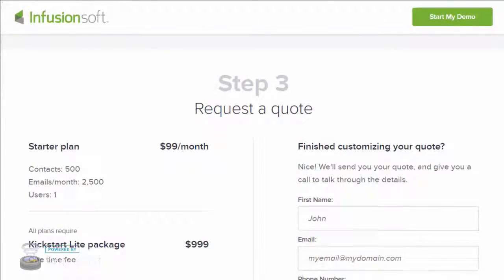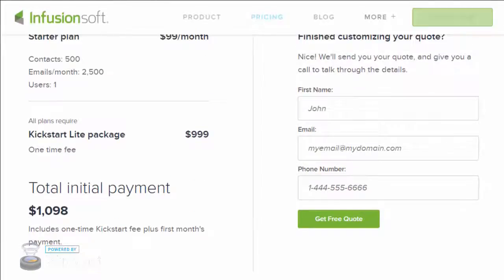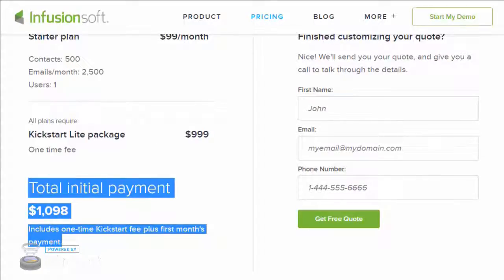And then, of course, requesting a quote. Either way, you're looking at at least about $1,100 just to get started. You can do a demo if you want, but still, this is what you're going to be paying.